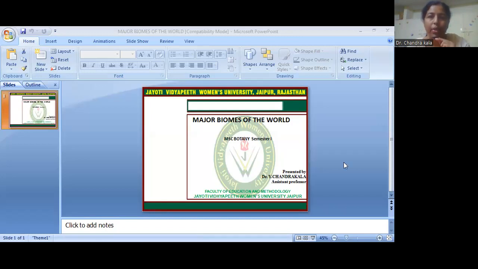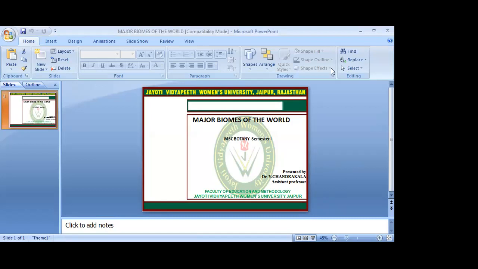In today's session, we are going to discuss the biomes of the world. Major biomes. The first one is the tundra biome.